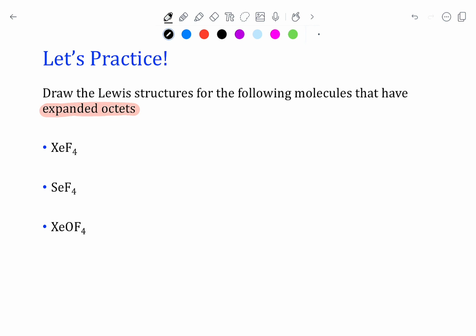So what I want you to do is pause the video, follow your Lewis structure rules for each of these molecules, and try to draw their Lewis structures, each with expanded octets. Following the rules will still result in the expanded octets because you just have so many electrons that you're going to be working with. Okay, so try these on your own and come back to the video to check your work, or if you get stuck, to get unstuck.